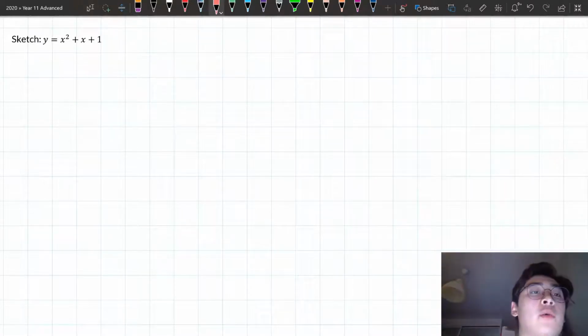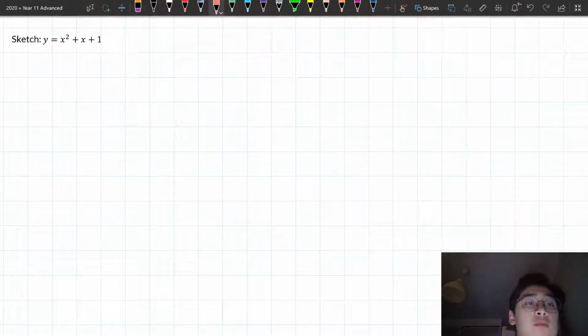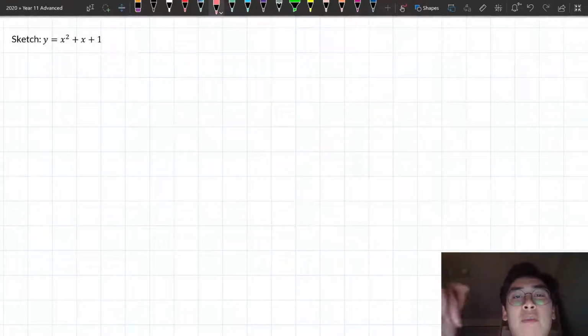This first example, I want to sketch the graph of x squared plus x plus 1 on a Cartesian plane. So let me go through the steps. I'm going to go through it picking up the pace a bit now.